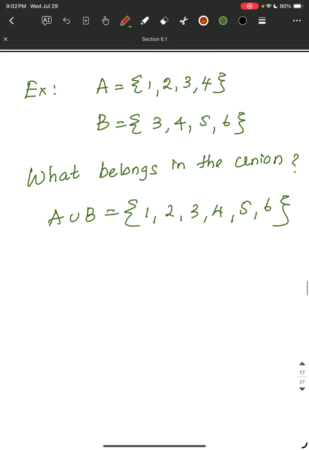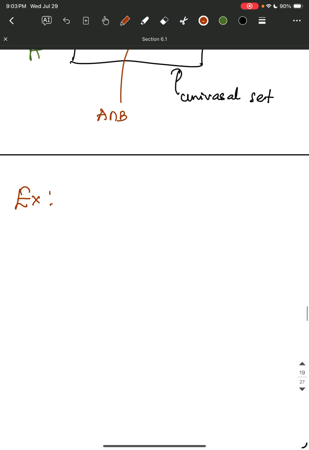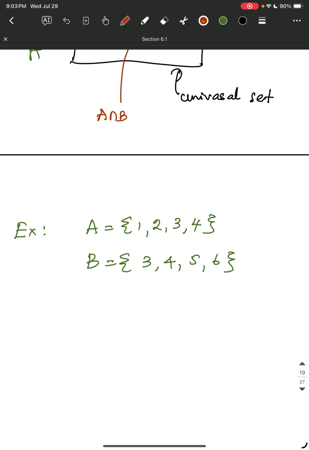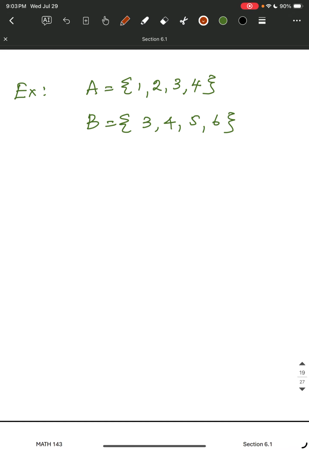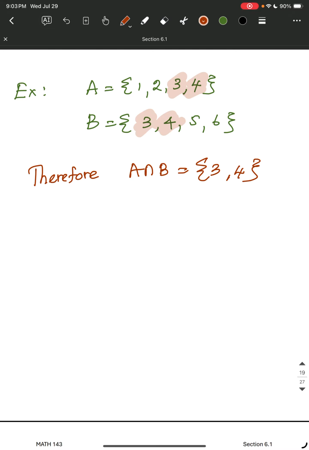Let's take the example, the same example as we discussed here. Okay, set A and set B. Then A intersection B, the common elements. What are the common elements? 3 and 4. So it should be 3, 4.